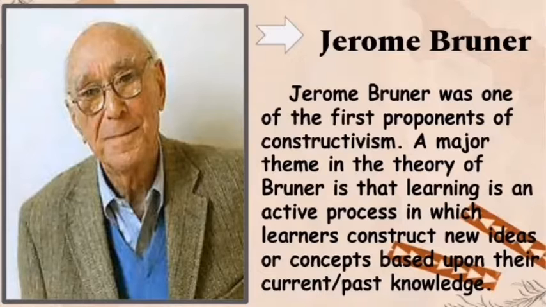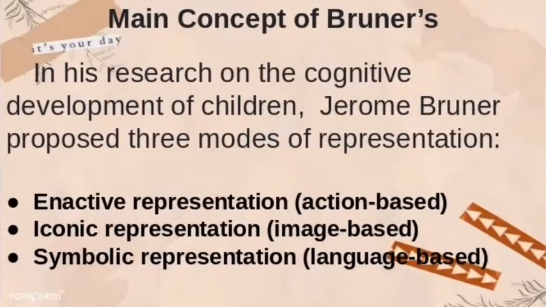So now that we have tackled Bruner's constructivist theory, let's move forward to its main concept. In his research on the cognitive development of children, Jerome Bruner proposed three modes of representation: the enactive representation, which is action-based; iconic representation, which is image-based; and symbolic representation, which is language-based. Bruner was concerned with how knowledge is represented and organized through different modes of thinking or representation.